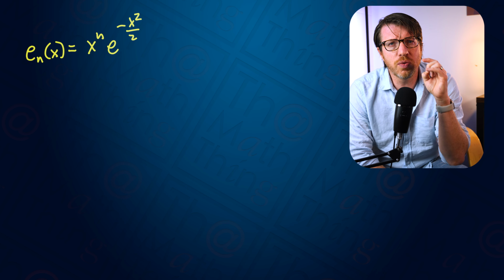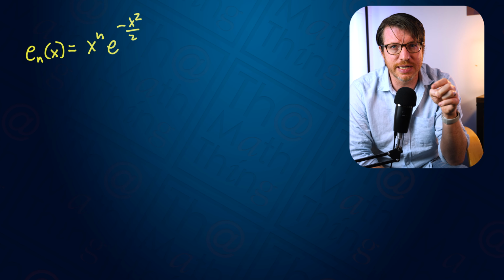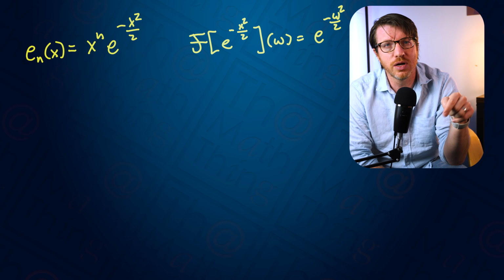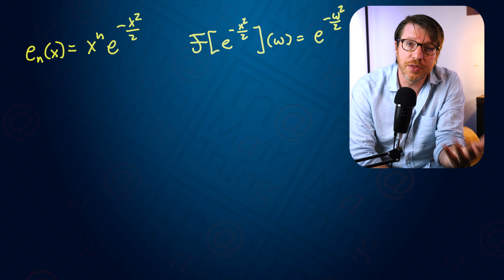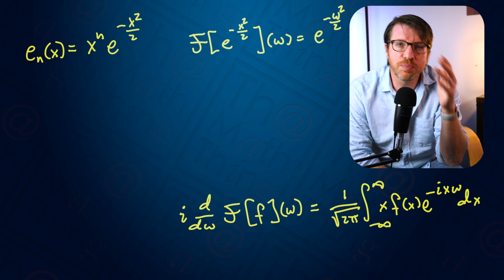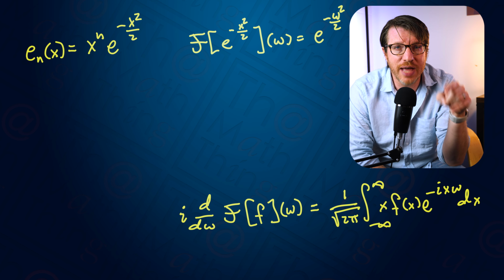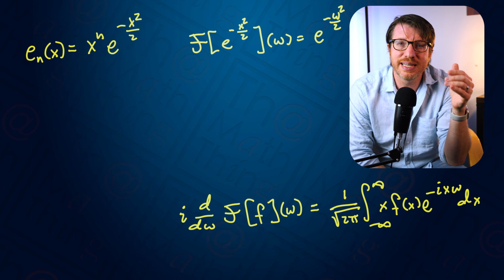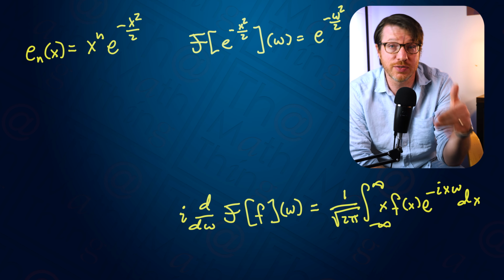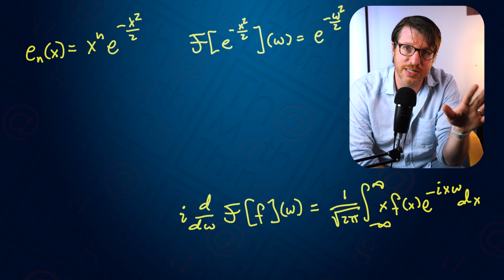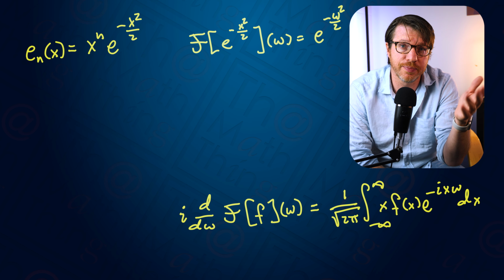Second, we know the Fourier transform of the Gaussian is also a Gaussian, which gives us a starting point for figuring out the Fourier transform of the other basis functions by exploiting this property of the Fourier transform. That is, the Fourier transform of x times the function f of x is i times the derivative with respect to w of the Fourier transform of f of x. This is a really nice formula that we worked out a couple videos ago.